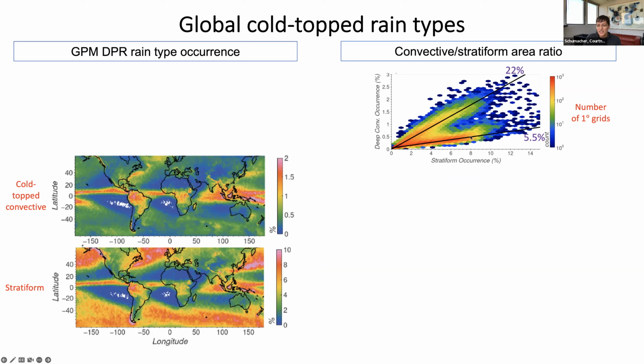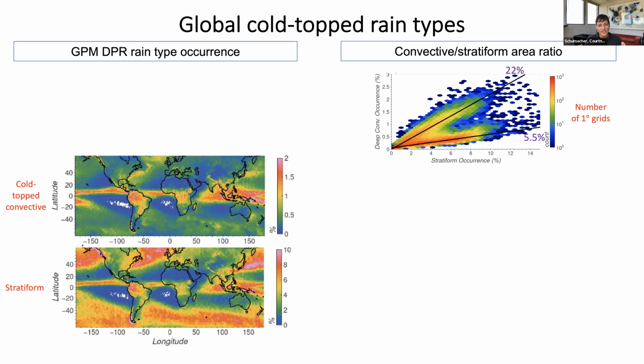And so you can say there's really two populations. There's this population here where we have low deep, cold top convective occurrence and large stratiform occurrence. And here you have the same stratiform occurrence, but more deep cold top occurrence. And they're so tightly grouped. If you take that ratio, if you take these lines, here this is saying 22% of that grid is covered by convective rain, and the rest is stratiform. Whereas here it's a much lower number. You only have about 5 or 6% of the area covered by convective area. But it's so clean, right?